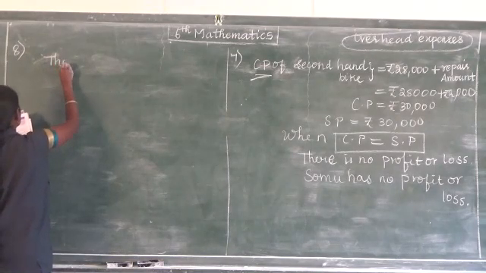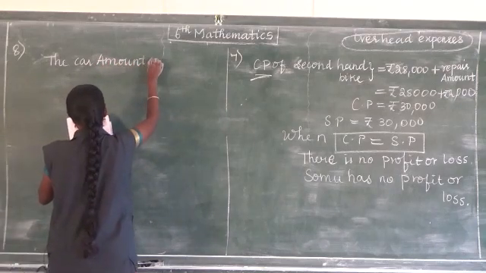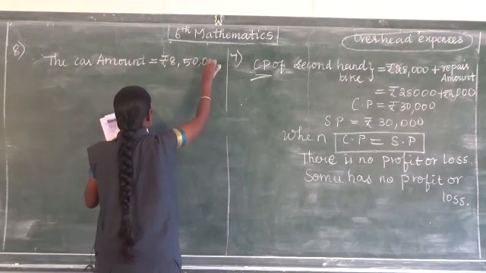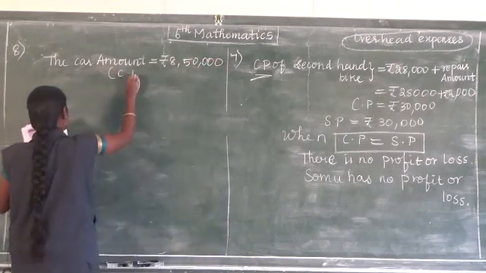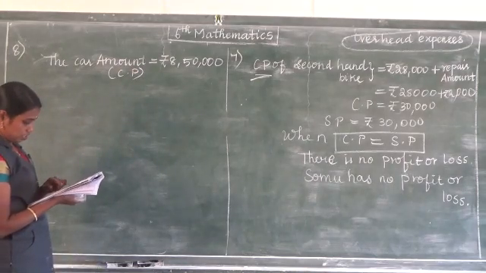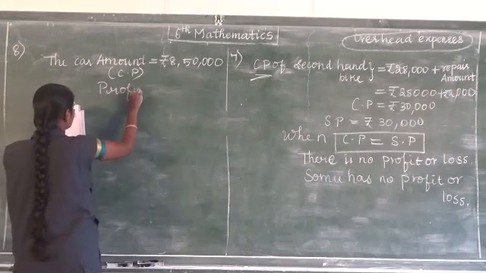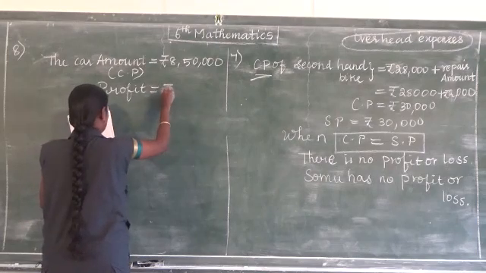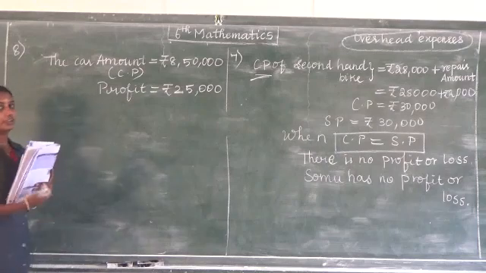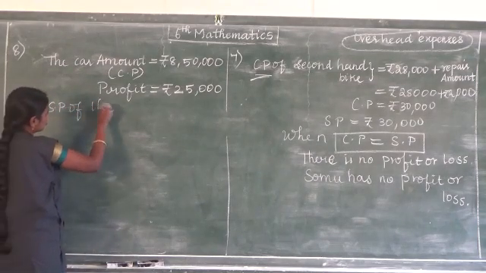The car amount is 8,50,000, which means it is the cost price. Okay, cost price of the car amount is 8,50,000. He has to sell for the profit. The profit amount is rupees 25,000. We need to find out the selling price of the car.